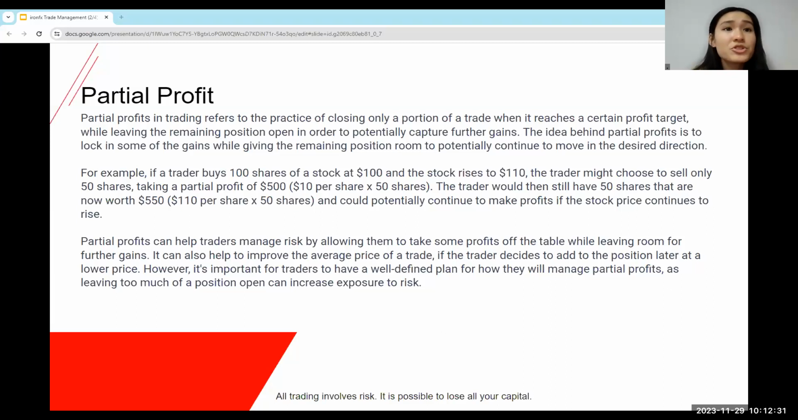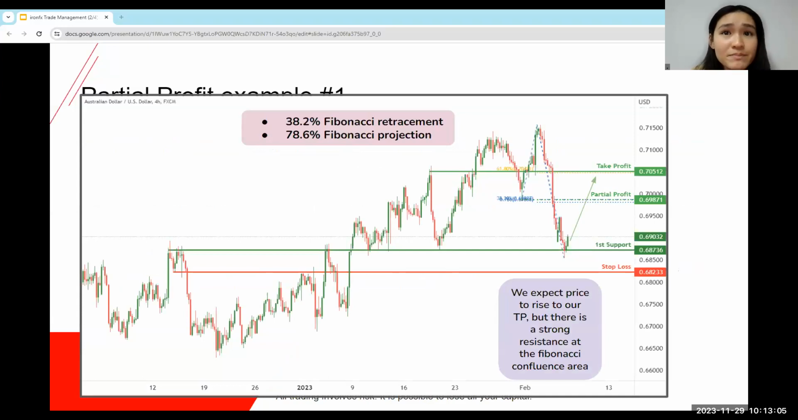Okay, so in the context of trading, it can help you to manage risk by allowing you to take some profits off the table while leaving room for further gains. It can also help to improve the average price of a trade if you decide to add to the position later at a lower price. However, it's important to note that you should have a well-defined plan for how you manage partial profits, as leaving too much of a position open can increase exposure to risk. Okay, now let's look at example number 1.